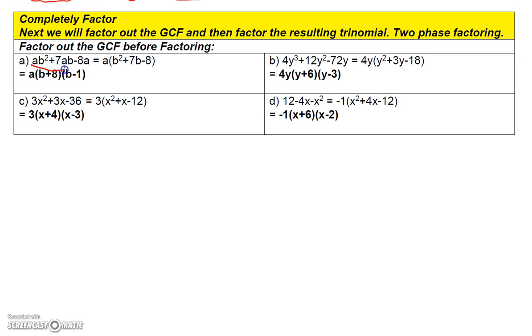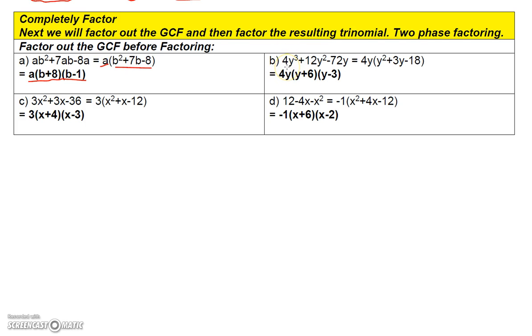So take a look at this example here, and you can see that I have a common factor of a in these three terms. So the first thing I want to do is factor out the greatest common factor a. So if I factor a out, I get a times b squared plus 7b minus 8. Well, then always check your factors and see if they'll factor again. B squared plus 7b minus 8, we can factor that into b plus 8 and b minus 1 using either trial and error or grouping method. And so this one actually has three factors: a, b plus 8, and b minus 1.